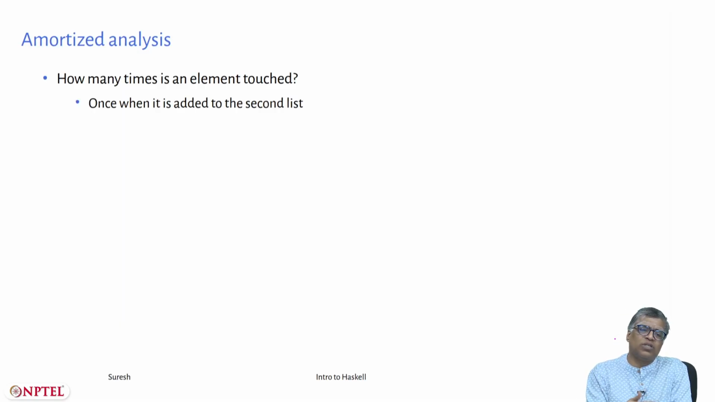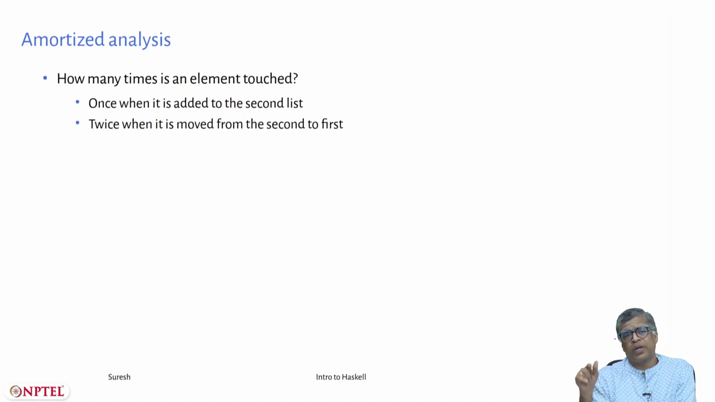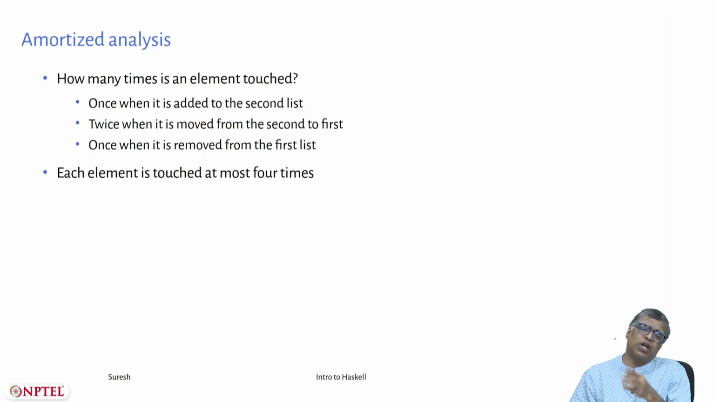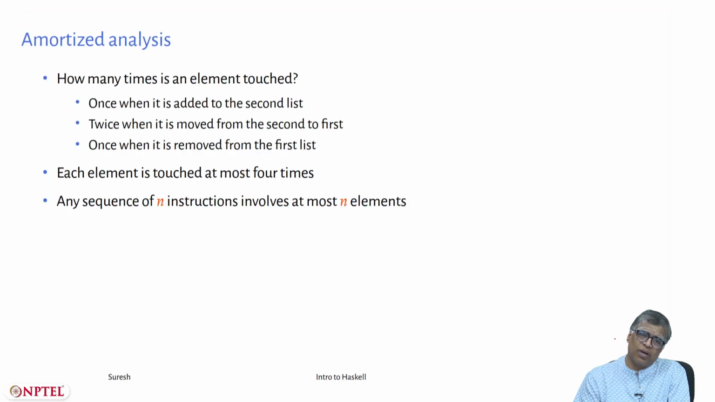So, you can actually do this amortized analysis in multiple ways. Here is another way. How many times is an element touched? Once when it is added to the second list, twice when it is moved from the second to the first, once when it is removed from the first list. So, each element is touched at most 4 times. So, if you do n operations, you will take 4n time. Okay, that is one way of counting this.